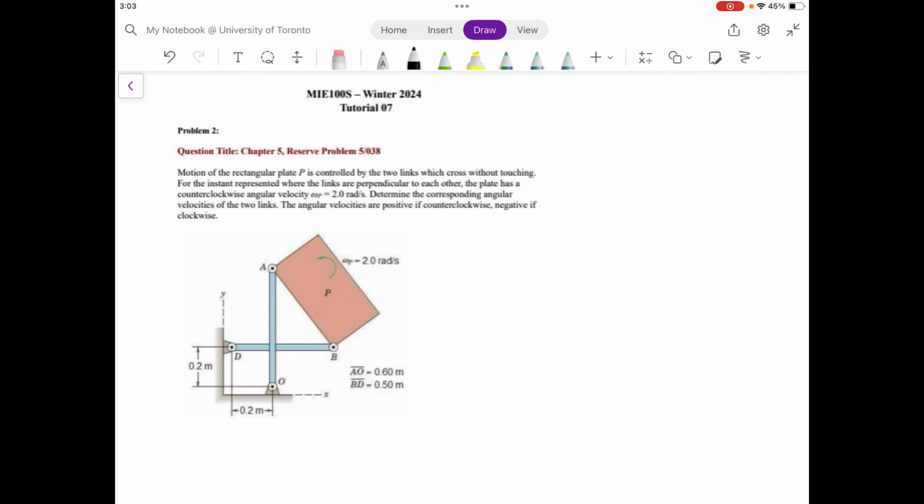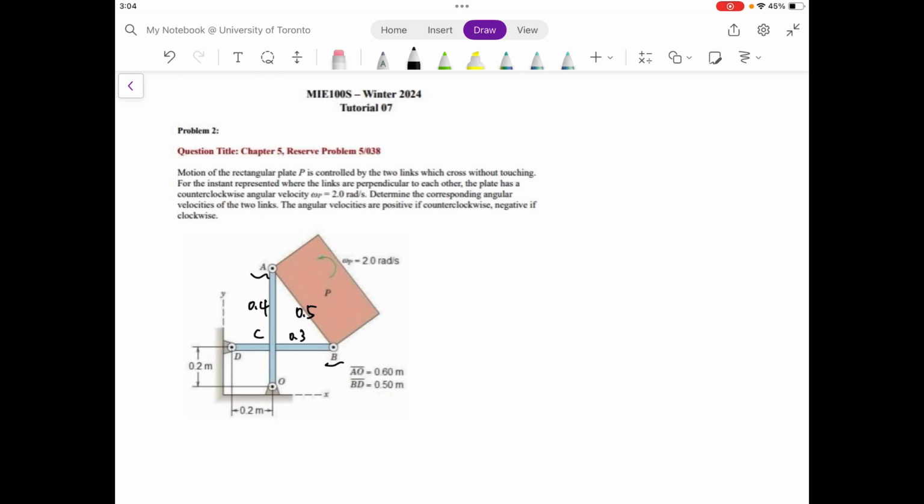First idea that comes to our mind is to figure out the point velocity of A and B in order to get the angular velocity of these two links. So if we define this point as C, we will know that BC will be 0.5 minus 0.2, which is 0.3. Then AC will be 0.4, and AB will be 0.5.